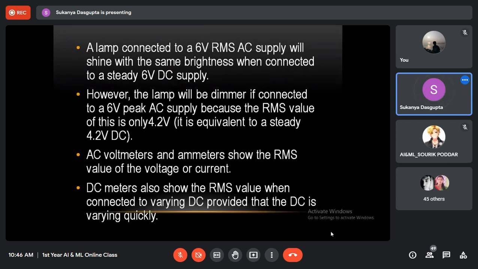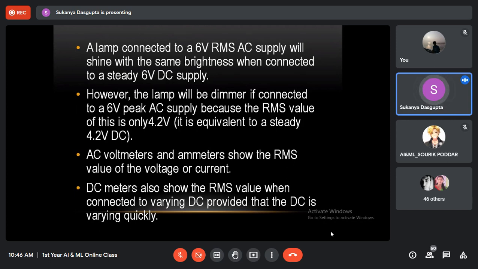But the lamp will be dimmer if connected to a 6 volt peak AC supply because the RMS value of this is only 4.2 volt. 6 volt peak, what is the RMS? RMS is peak by root 2. So 6 by root 2 is 4.2 volt. So 4.2 volt is equivalent to a steady 4.2 volt DC.